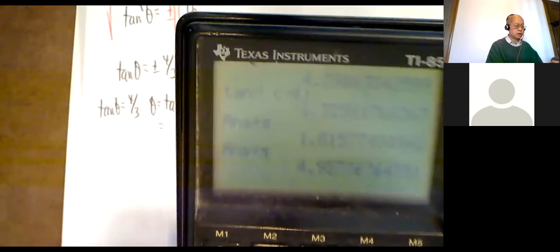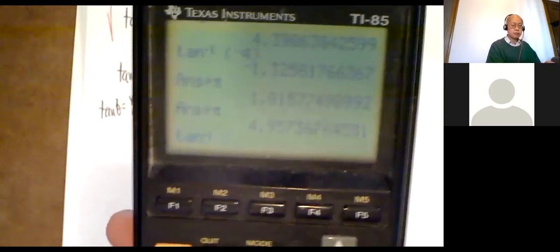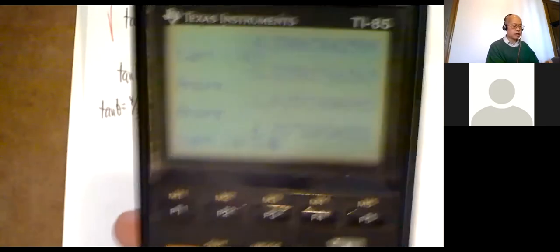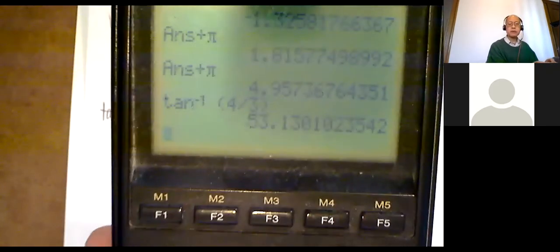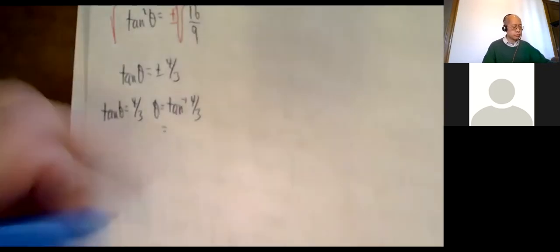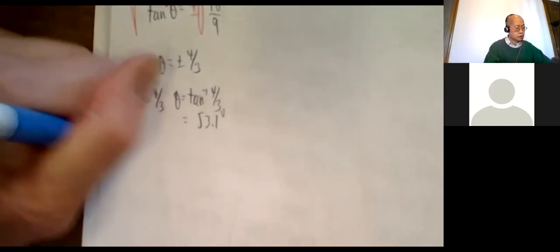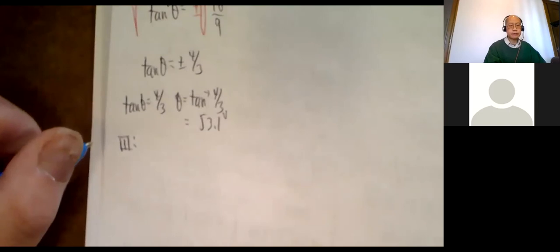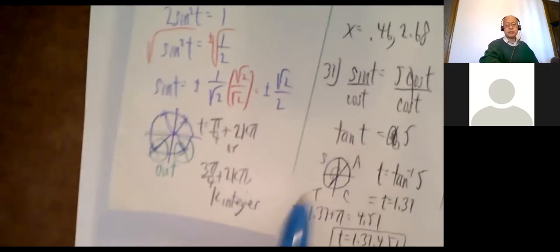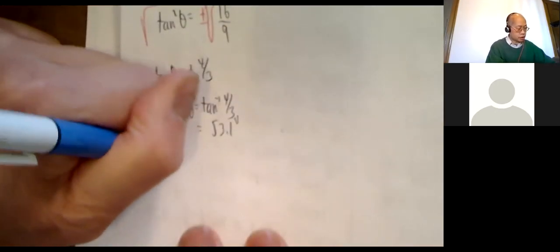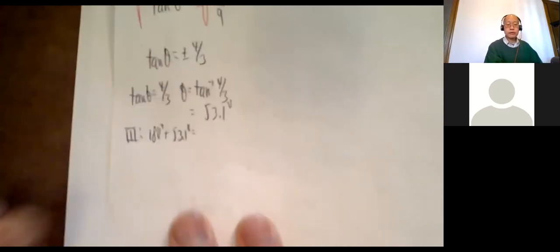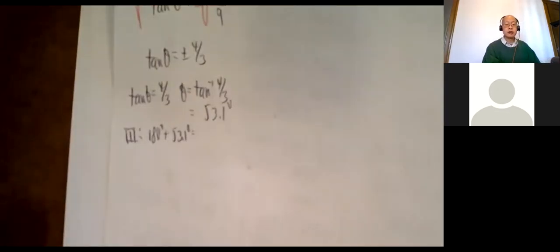So second function, inverse tangent, parentheses, 4 divided by 3. 53.1 degrees. That's the first quadrant angle. The third quadrant angle, I add 180 degrees to that. Right, so for inverse tangent, the second solution is 180 degrees apart. So 180 degrees plus 53.1, and that's going to be 223.1.